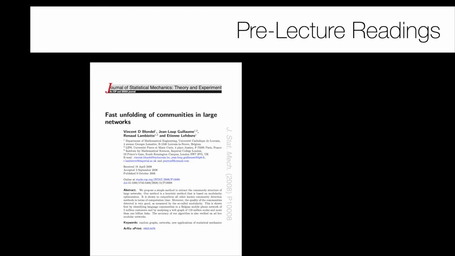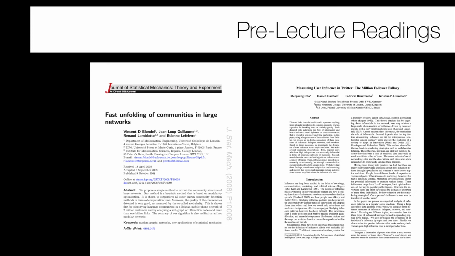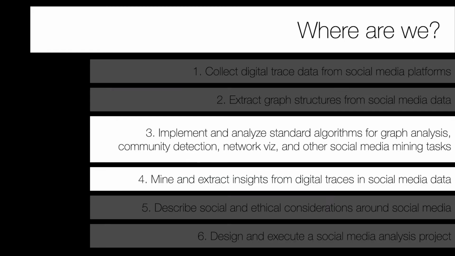As with last week, I have 2 pre-lecture readings. One is Fast Unfolding of Communities in Large Networks, and this is similar to how Gephi actually identifies communities. So reading this, you'll get some insight into the mechanics of community detection, specifically how Gephi does this. And then another paper from ICWSM, the International Conference on the Web and Social Media, about measuring user influence in Twitter, the million follower fallacy, and why just retweets is not necessarily a very good metric for influence.